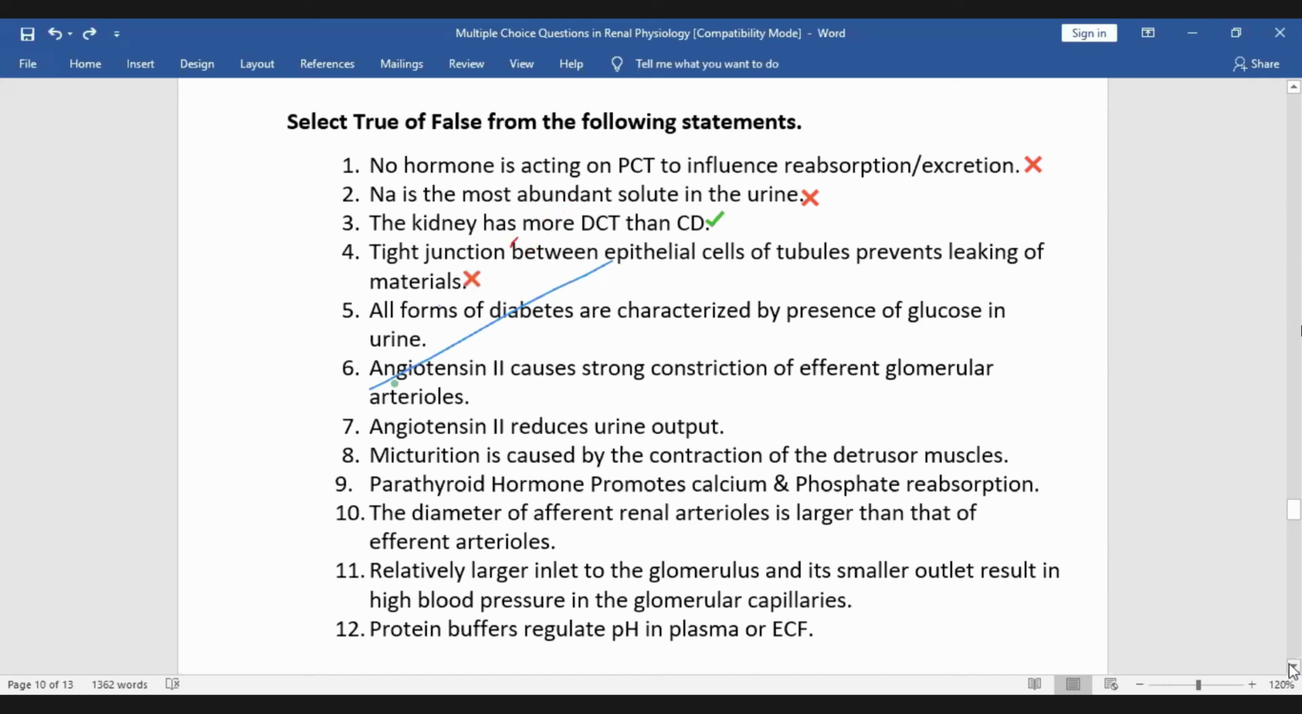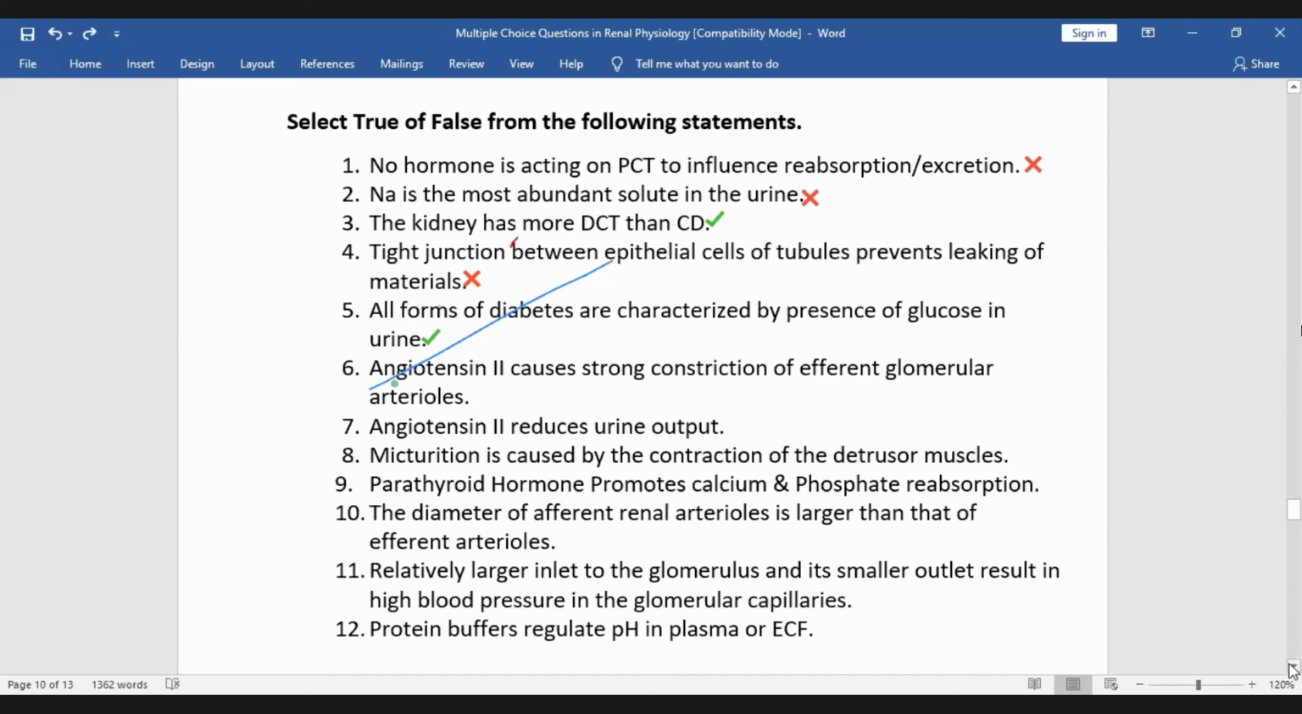All forms of diabetes are characterized by the presence of glucose in the urine. This is false. Is it a correct one? Ladies and gentlemen, there is one thing which we call diabetes mellitus. It is a metabolic syndrome, a disturbed metabolism. There is another diabetes known as diabetes insipidus, which is caused by the absence of ADH. In diabetes insipidus, a large quantity of diluted urine is produced.